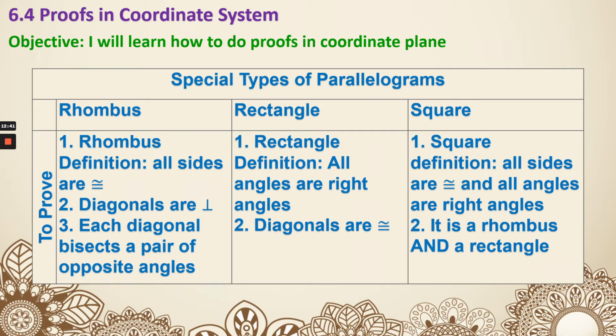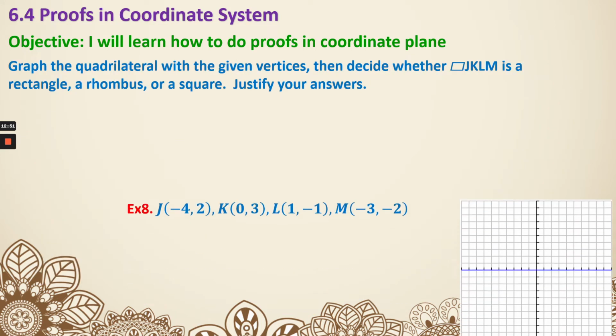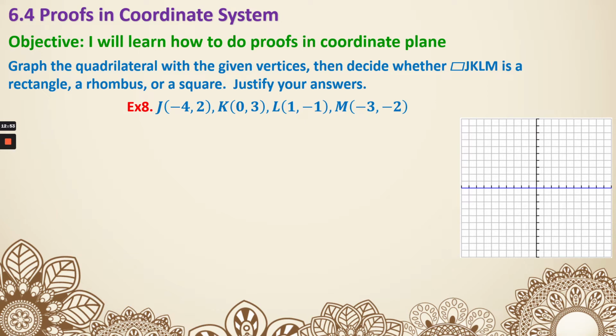Next, we're actually going to do some more about special parallelograms: rhombus, rectangle, and square. And these are the features we can use to prove. Let's have a look. First, example 8. Put the points out: -4, 2, okay, 0, 3, okay, 1, -1, L, 3, -3, -2, M. Connect, connect, connect.